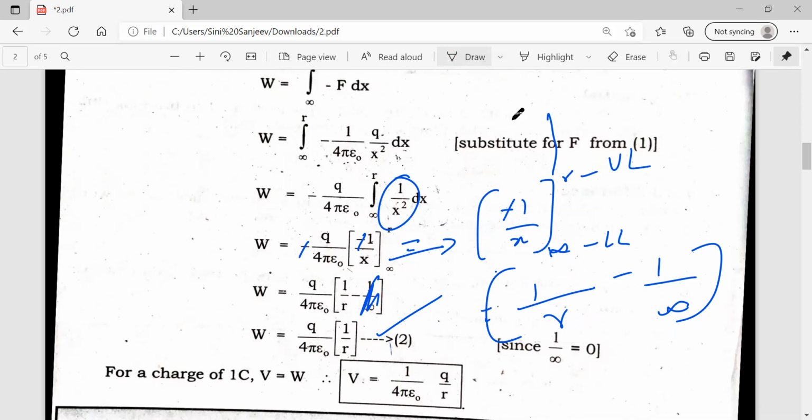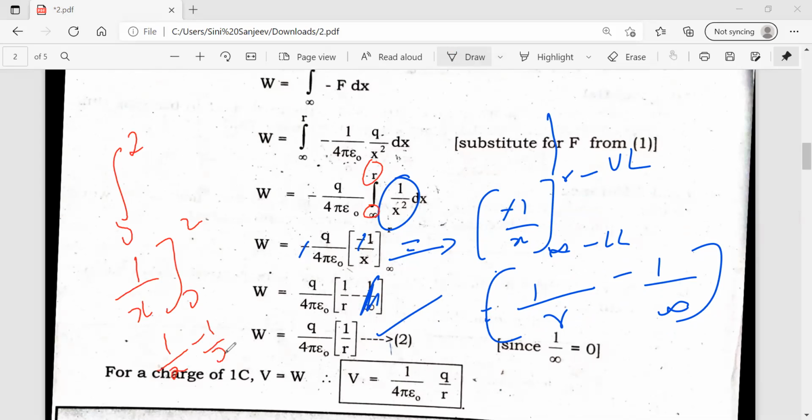Clear? Only simple question is that suppose the limit is 0 to 2, correct? If the limit is 0 to 2 and I'm getting 1 by x, then what I will do with the limit is 1 by 2 minus 1 by 0. In the sense, 2 is my upper limit and 0 is my lower limit respectively. So similarly, instead of 2 and 0, we are having r and infinity. That's the basic difference here. So we'll be getting V is equal to 1 by 4 epsilon naught q by r here.